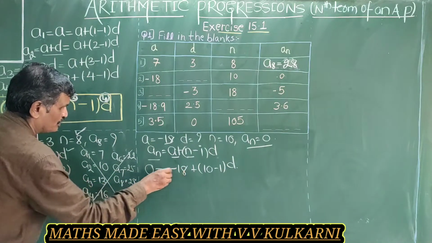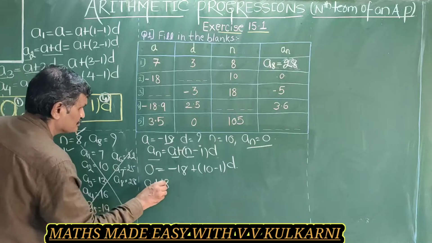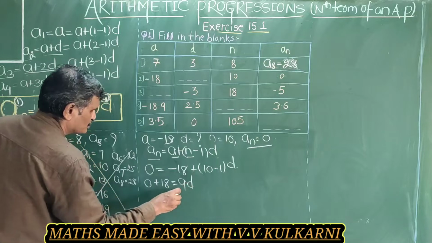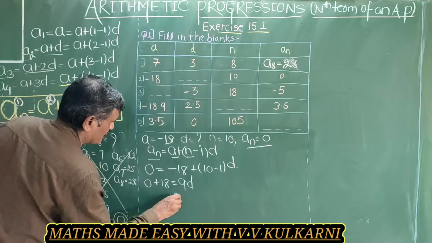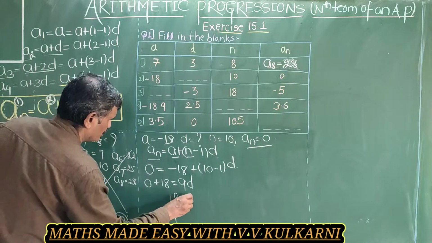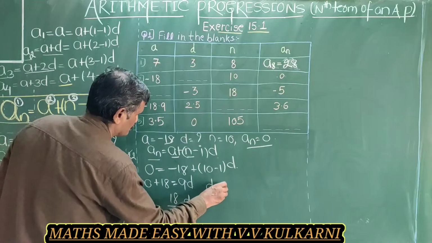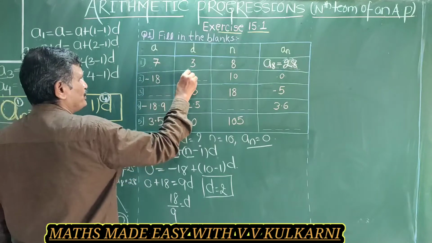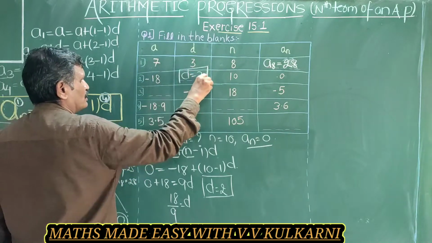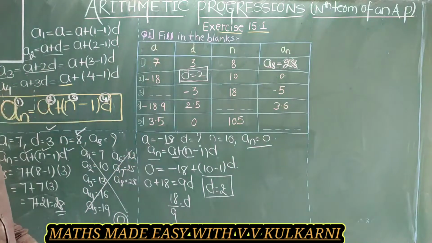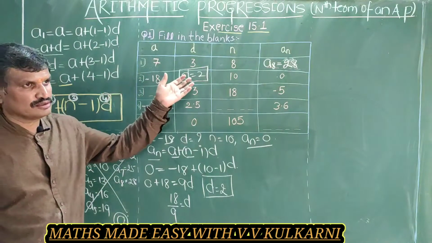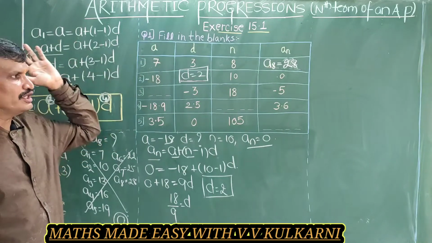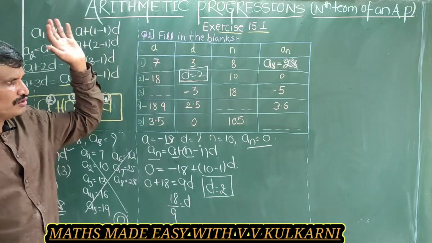So 0, if I shift it this side, plus 18 is equal to (10 minus 1), that is 9d. So children, 18 divided by 9 is equal to d. So the common difference is how much? 2. So my dear children, you should be able to read the mathematical language. You should be able to listen to the music of maths. Maths is a wonderful subject. You will love it if you understand it properly.